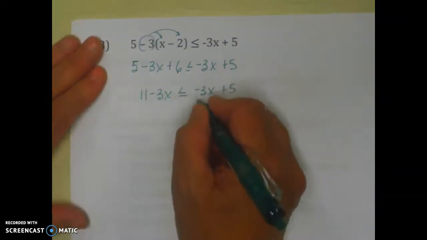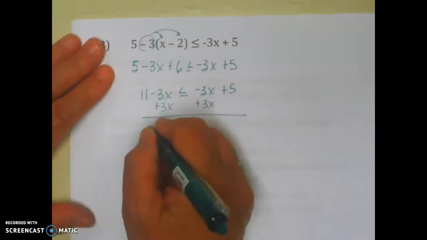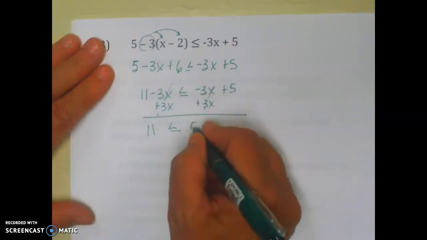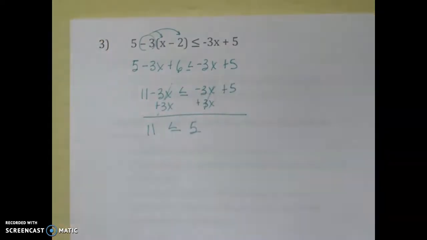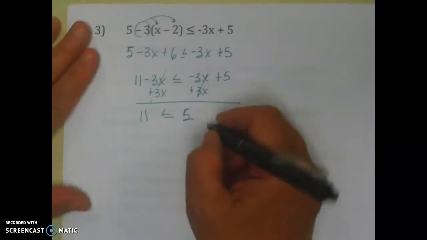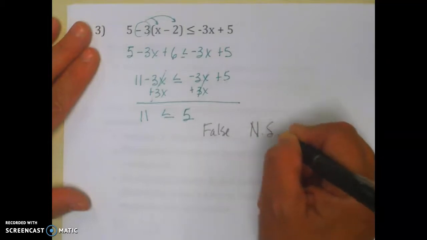Okay, once you're simplified on both sides, I want you to move variables to the left. So to move this to the left, I'm going to add 3x to both sides. I have 11 is less than or equal to 5, because the variables drop out. Whenever you get rid of variables, your answers are either going to be no solution or all real numbers, or infinitely many solutions. And it depends on whether it's true or false. Since this is false, that means we have no solution.